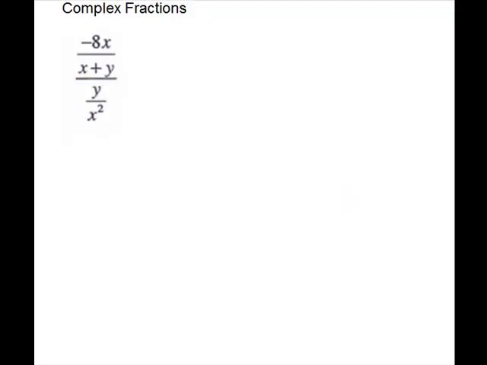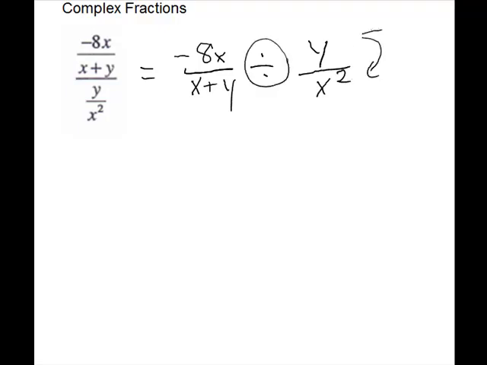Our next problem also has a single expression in the numerator and in the denominator. So we can use method 1, which is to write it across as a division. Change it to multiplication and invert the divisor. So the first fraction stays the same. It changes to multiplication and the divisor flips over.